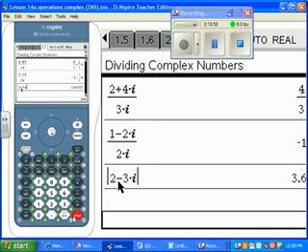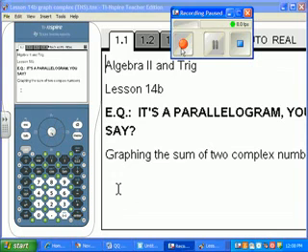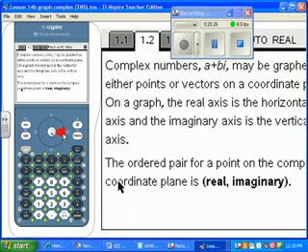Okay, so let's talk about graphing. So I need you to open up 14b, please. Okay, so you should have 14b open. It says graphing the sum of two complex numbers. So what we're going to be doing today is learning how to graph complex numbers. And when we're talking about complex numbers, we said it consisted of two parts, right? The real part and the imaginary part. Make sense?